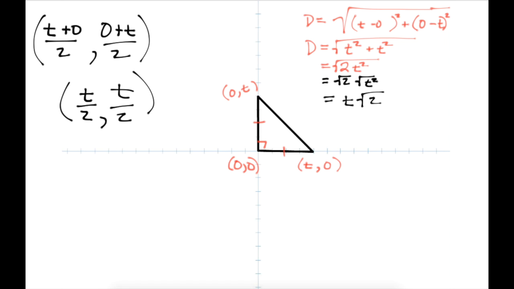Alright, so we're going to use a coordinate proof to prove the midsegment theorem. Now, we can't use a special triangle. We need to show this works for any triangle. So let's just draw a random triangle, put one line on the x-axis. We'll make it big enough to see everything in.